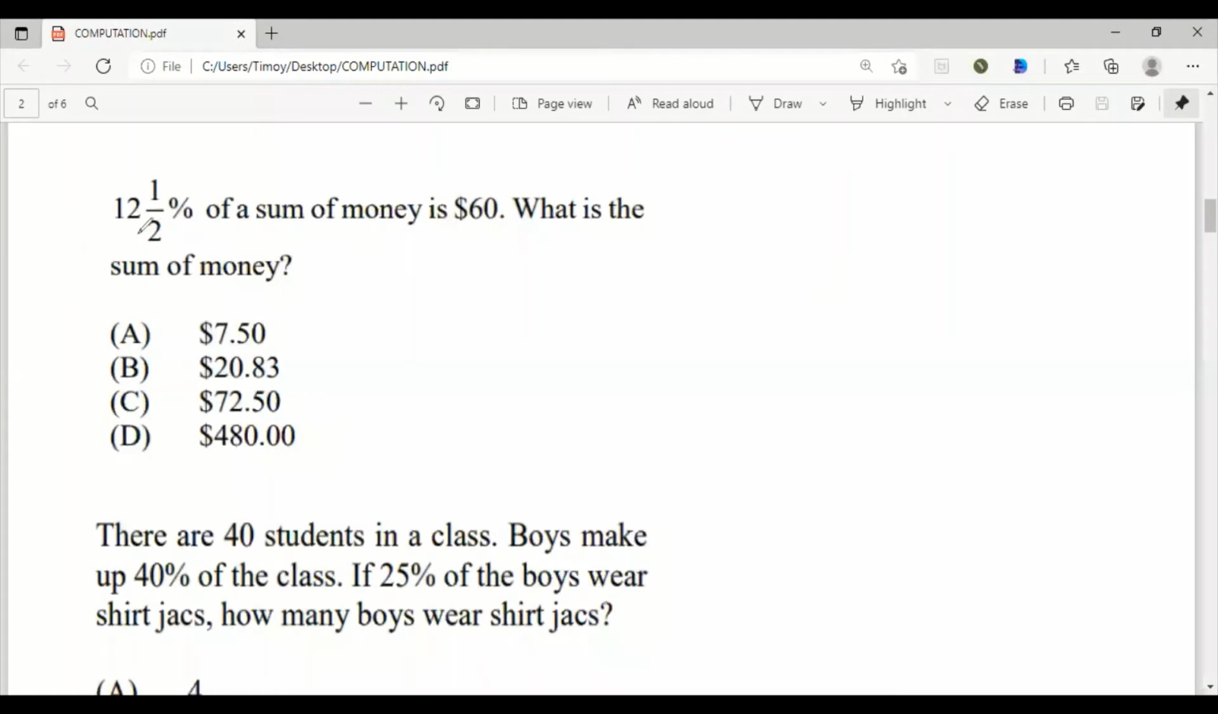All right. 12.5% of a sum of money is 60. What is the sum of money? Now, to work out this question, we must have a clear understanding of what the question is saying. So it says 12.5% of a sum of money is 60. What is this really saying? Here, "is" means equal, right? So what this is saying is 12.5% is equal to $60. That is what that is saying.